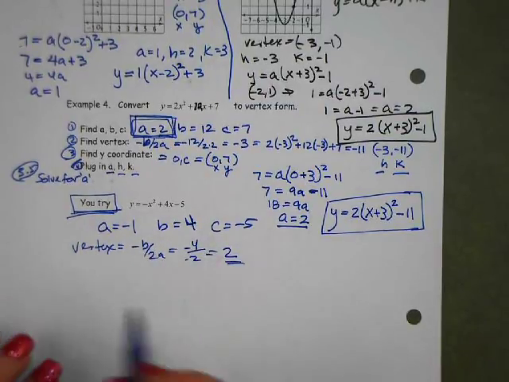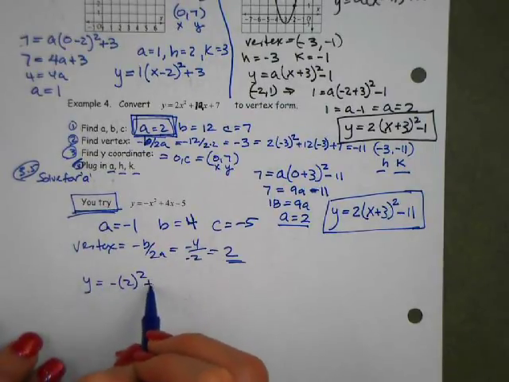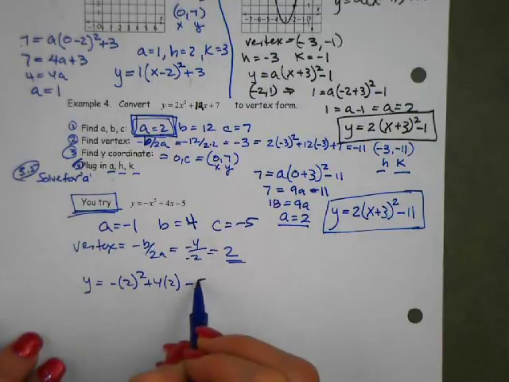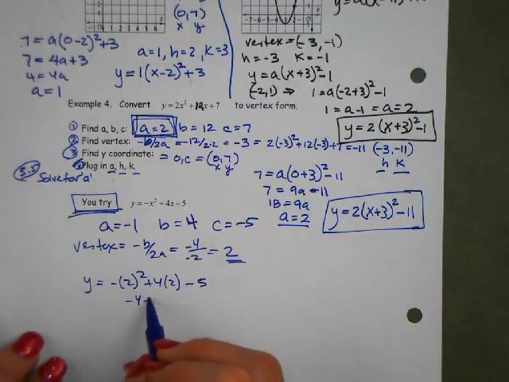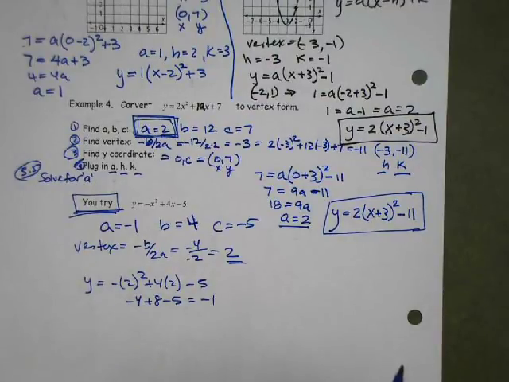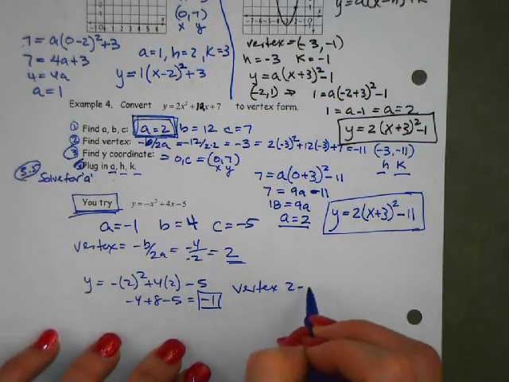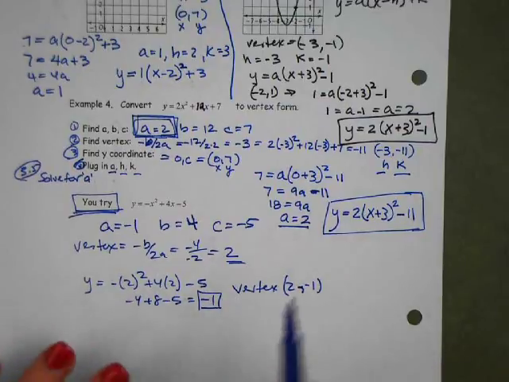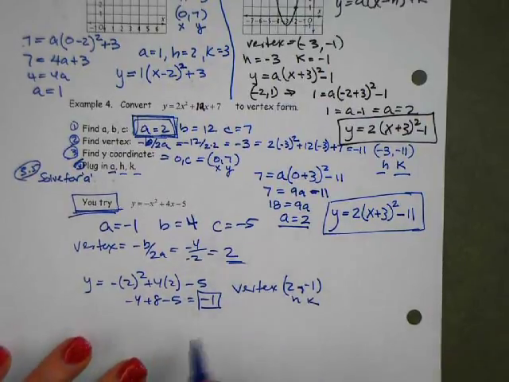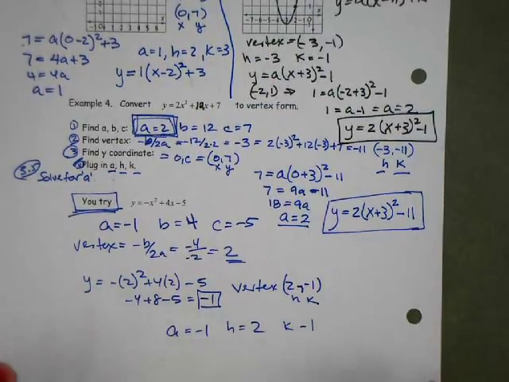And then when you plug that in, what do you guys get? 2. Negative 1. h, k. Okay, so your vertex is 2 comma negative 1. Okay, so now that's your h and your k. So my a is what? a is negative 1. My h is 2 and my k is negative 1. So plug that into your equation.